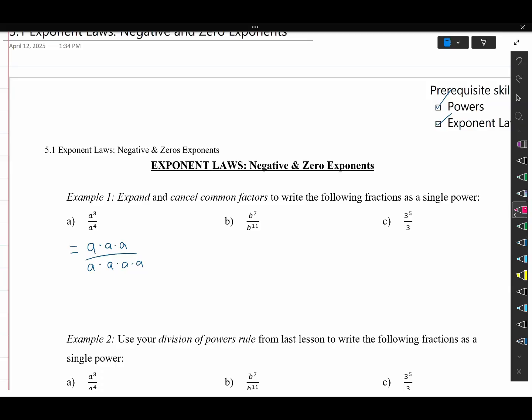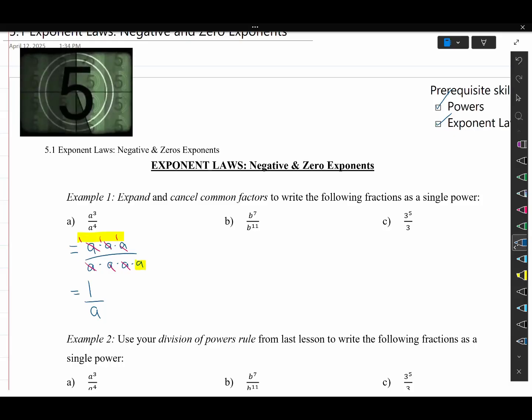Now, if I am expanding here, any common factors that I see, well, a divided by a, that's just 1. A divided by a, that's 1. A divided by a, that's 1. And so what that leaves me with is simply 1 times 1 times 1, that's just 1, all divided by a. Those are my remaining pieces, nice and easy. Now, I encourage you, pause the video here, try it out with your fraction in part B. Go for it and see how you did.